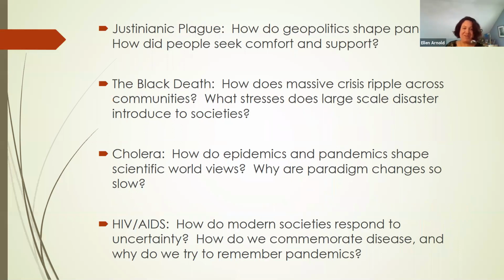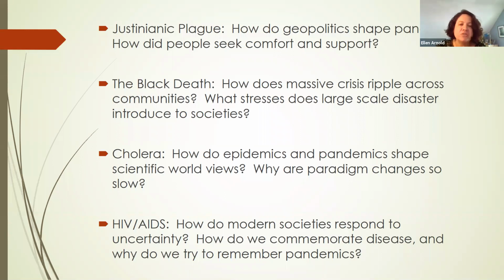In the nature of time limits, I've decided to focus on 4 concrete examples of pandemic disease and to use them to just introduce some of the different ways that we ask questions about disease in the past. I'm going to turn first to the less known incarnation of the Bubonic Plague in medieval history, the Justinianic Plague. I'm going to show you a bit about how it arrived on the scene and talk about how we look at the ways that geopolitics can shape the experience of pandemics.